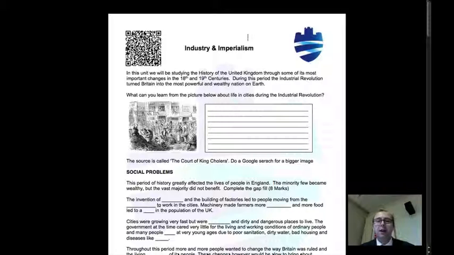The key thing here is that students use a variety of both comprehension, that is facts that they can see, as well as inference. I would like them to make some assumptions about life in these cities based upon this picture as well. As advised down here, please encourage students to carry out a Google search to see this image more clearly. If you do a Google search for the Court of King Cholera.